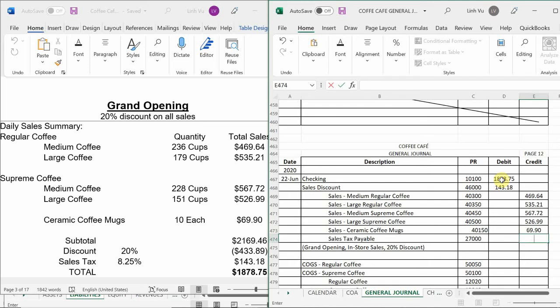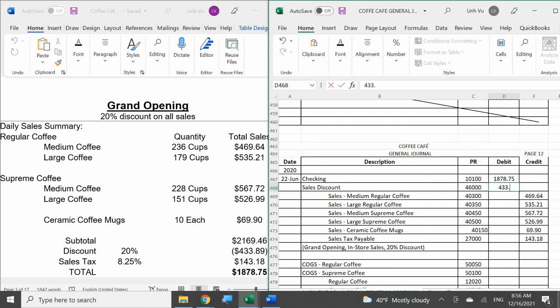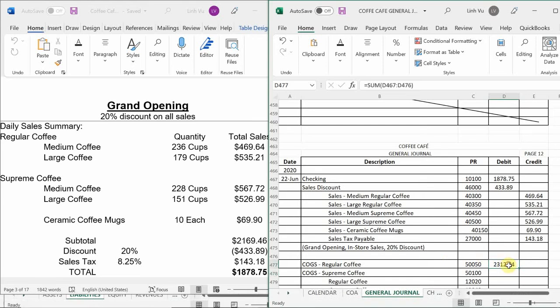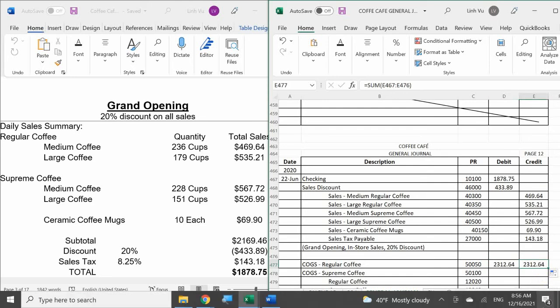Oh, 143.18 and the discount yeah, is 433. So 2312.64 on the left. 2312.64 on the right. Okay.